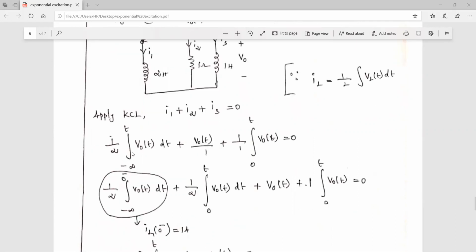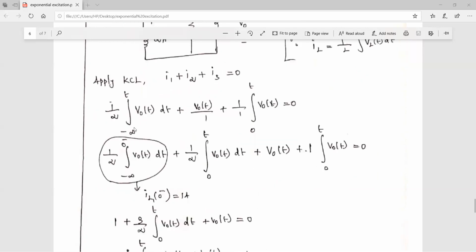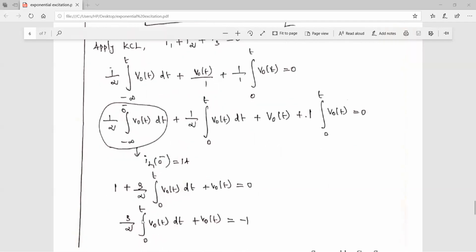Okay, and the next one, here this integration, I am splitting this integration limit minus infinity to t as minus infinity to 0 plus 0 to t. I am splitting this one integration into these two parts. Okay, minus infinity to 0 and 0 to t. But what does this mean? This is the initial current. Because the switch is in position A, the current flowing in the inductor is 1 amp. So instead of this integration, we have to put 1. Okay, and the remaining, you see, these two terms are same.